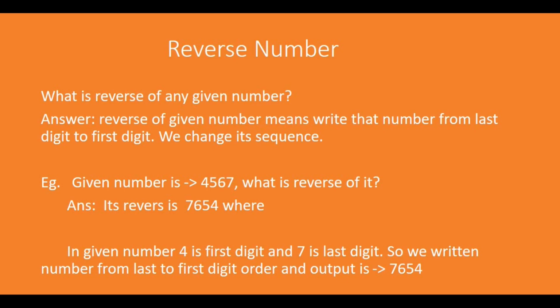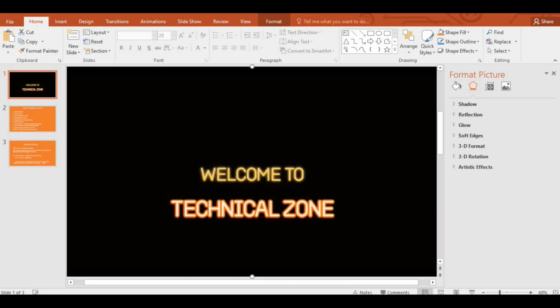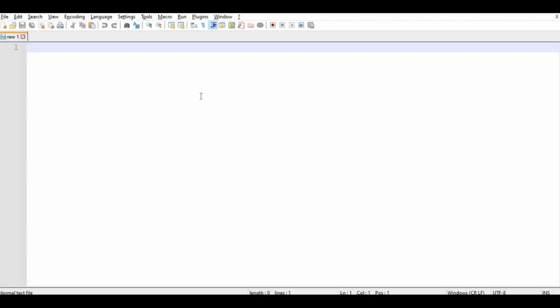In the given number, 4 is the first digit and 7 is the last digit, so the order becomes 7654. But this is just the definition, the simple-words explanation of a reverse number. Programmatically, how can we build the logic behind that? So let's begin. I am a PHP developer, so I will write the program in PHP. So open the editor.